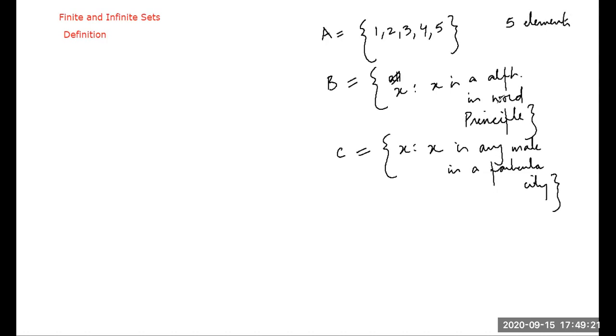Set B has the letters in the word "principle". If you leave out the repeating letters, the remaining would be a finite number of letters that this set would have. Though this set looks infinite, all the male members in a particular city must be some finite number, which can be calculated and would be there in the records of the city's mayor, in the population register. So all these 3 sets are actually examples of finite sets.